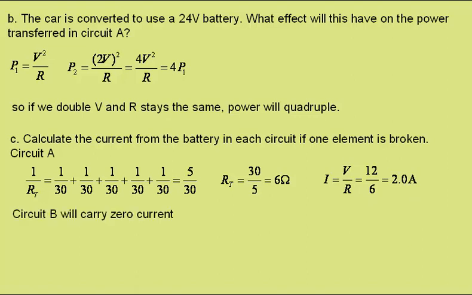Circuit B is a series circuit, and with a series circuit, any break anywhere in the circuit means it will carry 0 current.